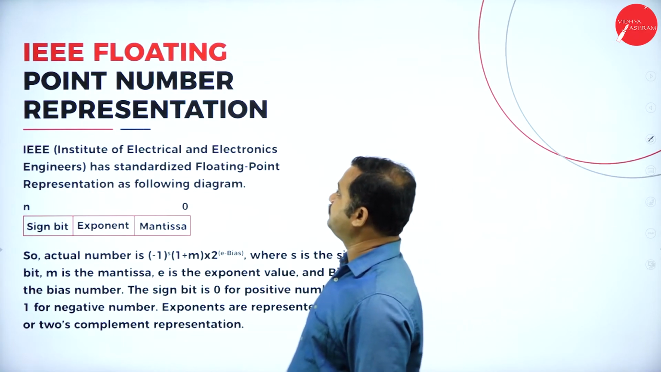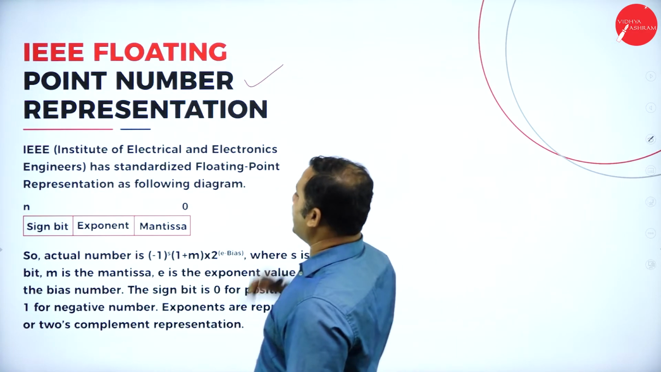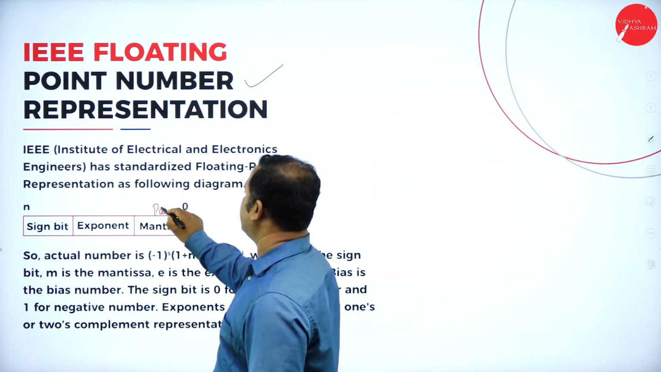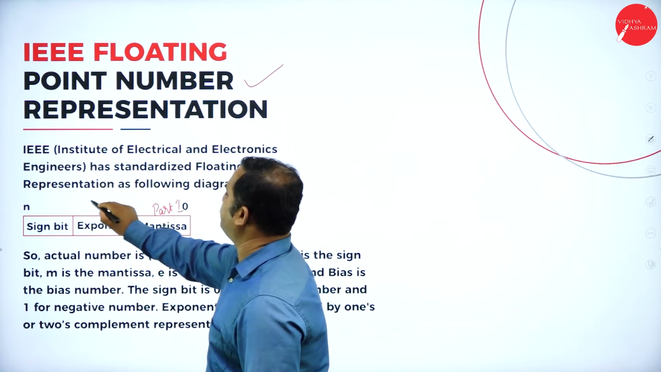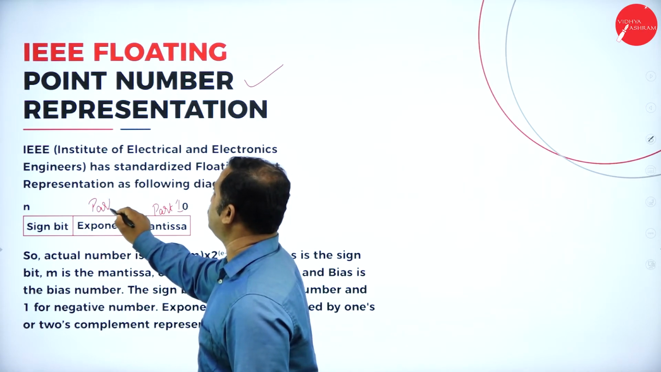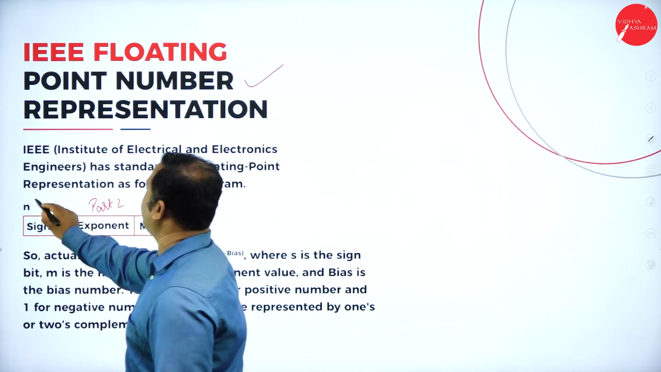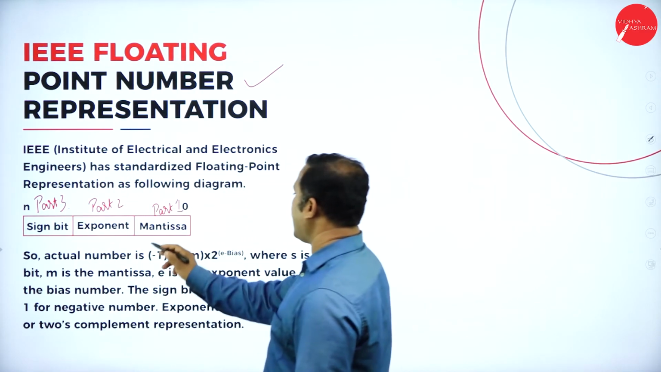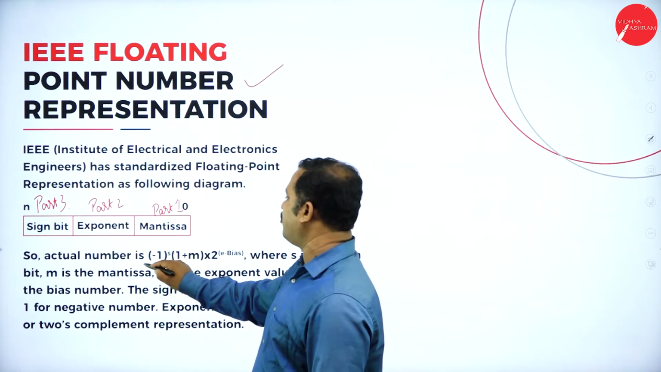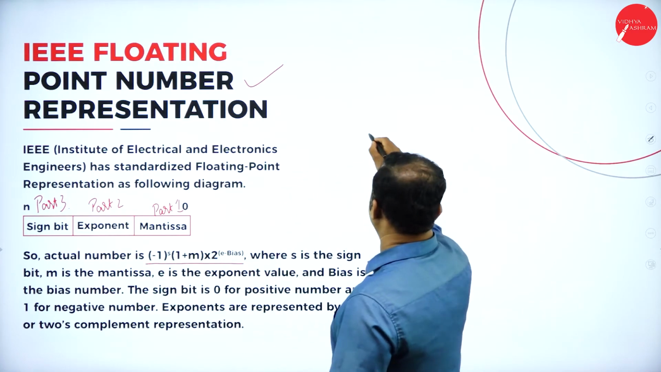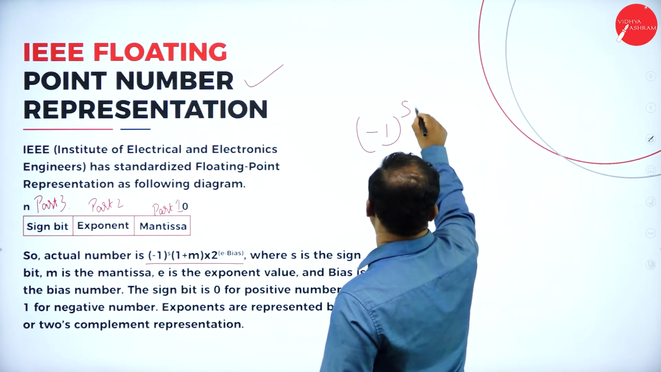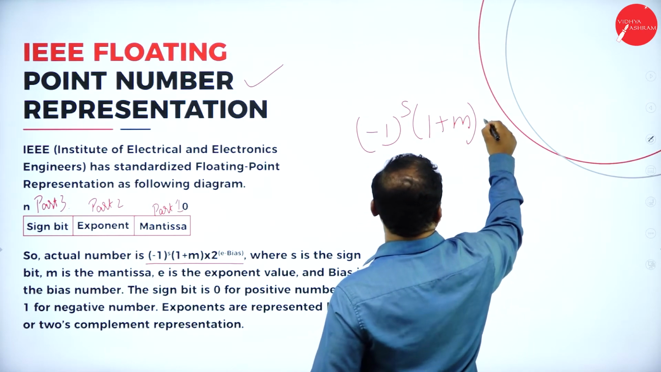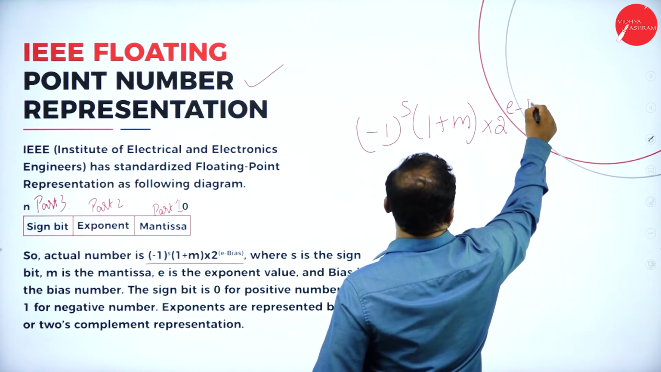Then in the IEEE format, we have the mantissa in the first part, the exponent in the second part, and the sign in the third part. So the actual number is represented as I have already discussed, that is minus 1 to the power of sign into 1 plus mantissa into 2 raised to the power of e minus bias.